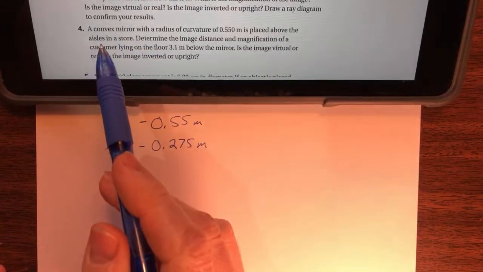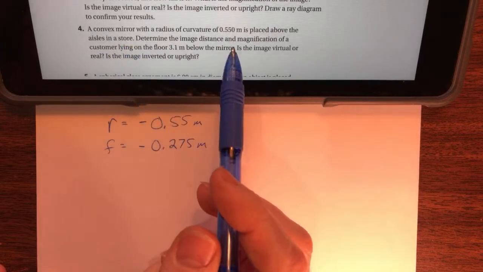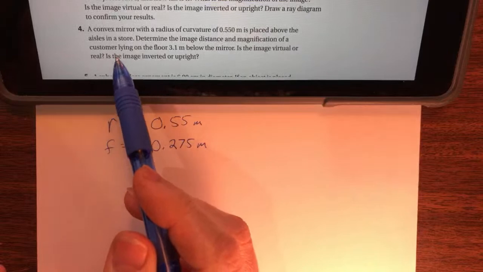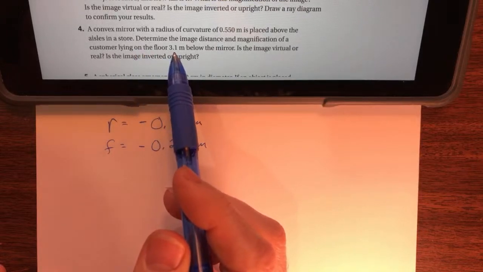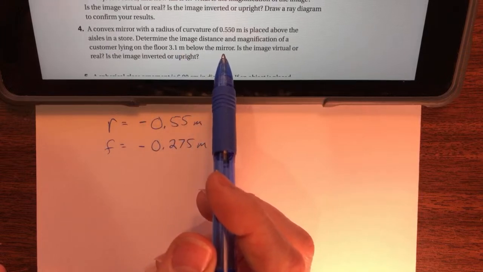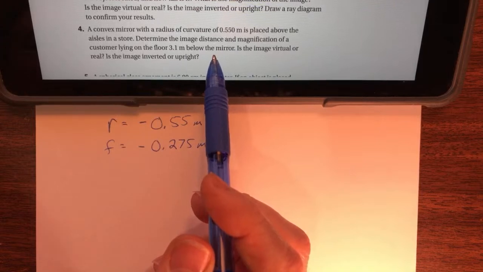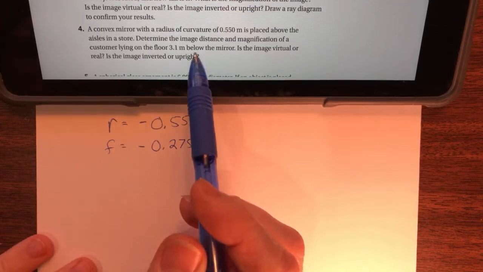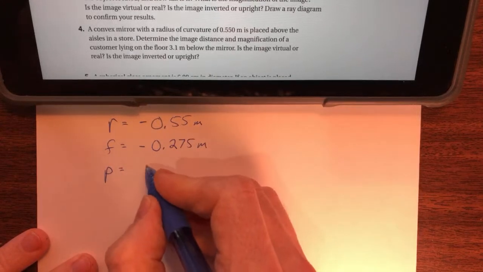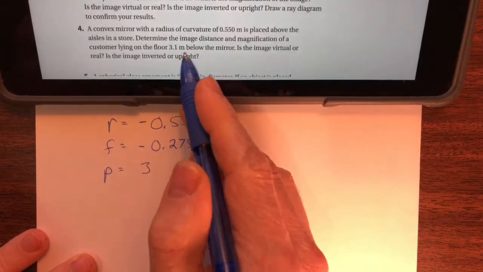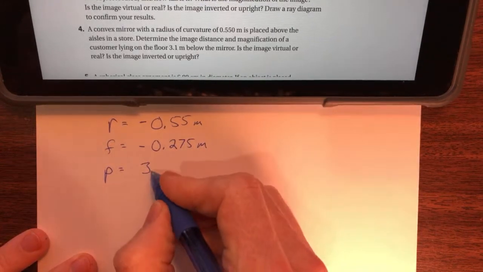Here it's placed above an aisle in the store, so it's one of those anti-theft mirror kind of things. Determine the image distance and magnification of a customer lying on the floor 3.1 meters below the mirror. Okay, below the mirror. I'm guessing that's going to be our value for p, right? 3.1. Although the word below is a little bit weird. It should be away from the mirror, I would think.